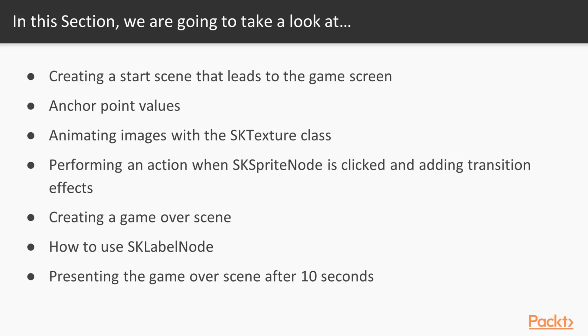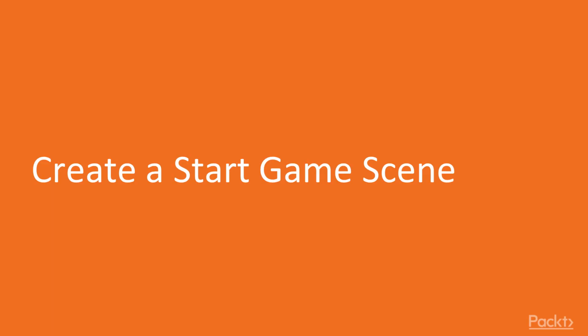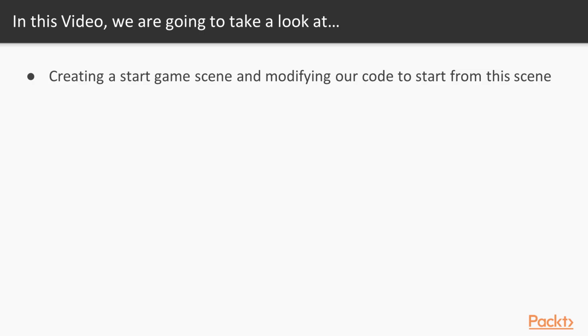We're going to create a game over scene and learn how to use the SKLabelNode. And finally, we're going to learn how to present the game over scene after 10 seconds has lapsed in our game. Create a start game scene. In this video, we're going to create a start game scene and modify our code to start from this scene.